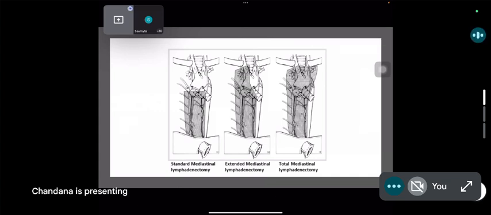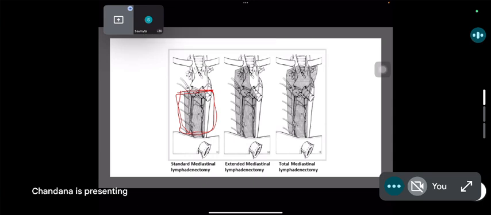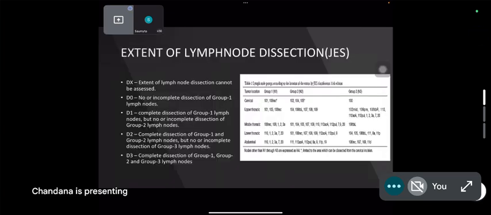Okay, this is the picture showing standard mediastinal lymphadenectomy. In the first picture, below the level of the carina, we are removing all the mediastinal lymph nodes. Extended mediastinal lymphadenectomy, that is on the right side of the bifurcation of the trachea, we are removing lymph nodes along the right recurrent laryngeal nerve. And total mediastinal lymphadenectomy, here we are removing both right and left recurrent laryngeal nerve lymph nodes, along with lower mediastinal lymph nodes.